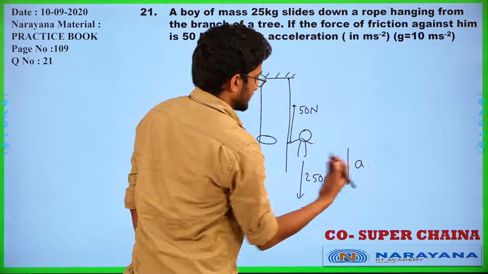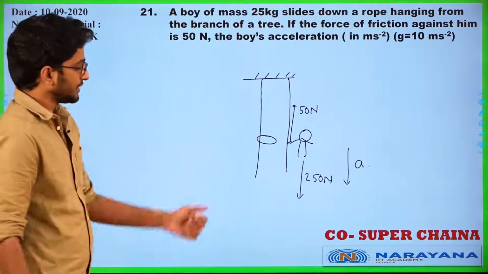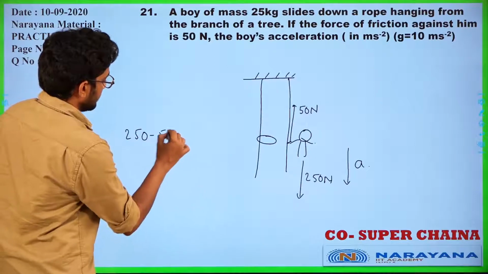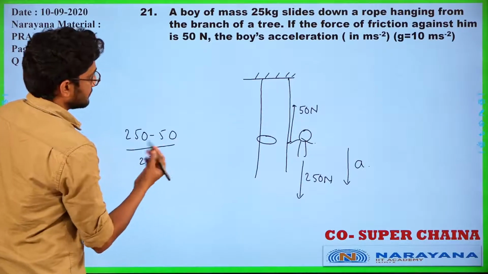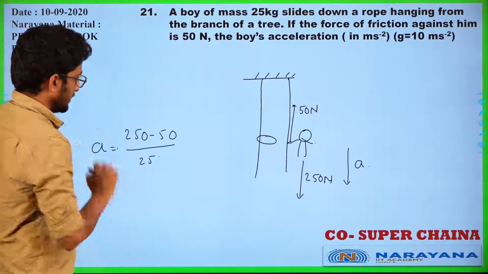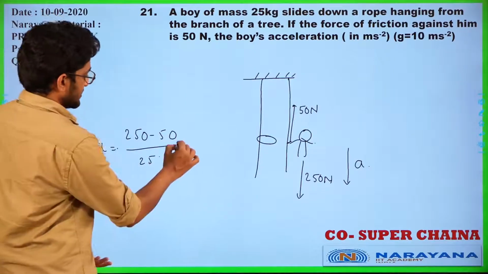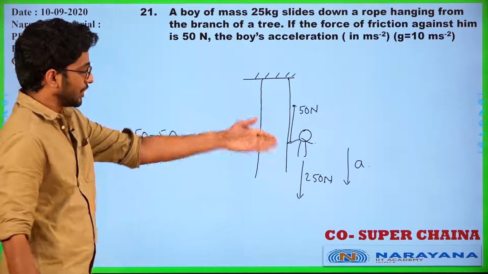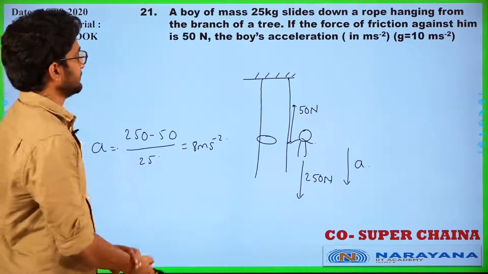We need to find this acceleration, net force by mass. So net force is 250 minus 50 by mass, which is 25. 200 by 25, so his acceleration is 8. So he can fall down with an acceleration of 8.